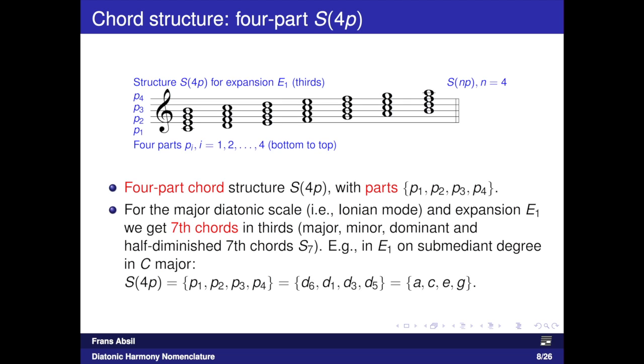For the 4-part chord structures in diatonic harmony, I use the symbol S7. An example is the 7th chord on the submedian degree, the 6th degree, which in C major is the pitch class A. This 7th chord contains the degrees D6, the submedian, D1 the tonic, D3 the median, and D5 dominant, and these correspond to the pitch classes A, C, E and G in C major. The resulting 7th chord is the A minor 7th chord.